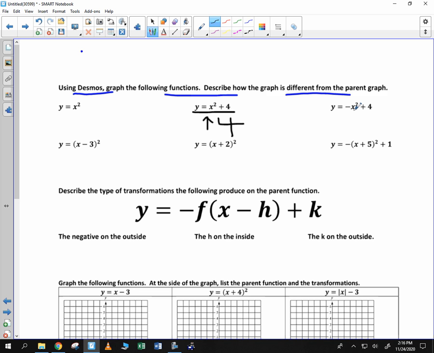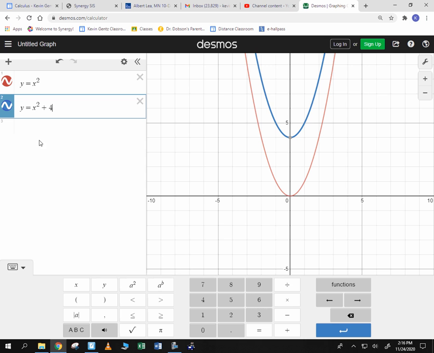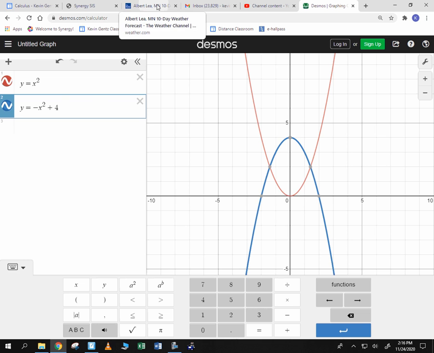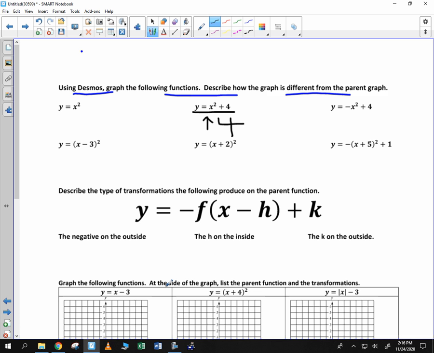The next one, we're going to put a negative in front of it and see what happens. So let me take that same function, and I'm just going to put a negative in front of it. Ooh, the negative flips it upside down. So I'm going to go back to this function here, and I'm going to have it upside down, and it's up 4 yet. So it's up 4 and it's upside down.